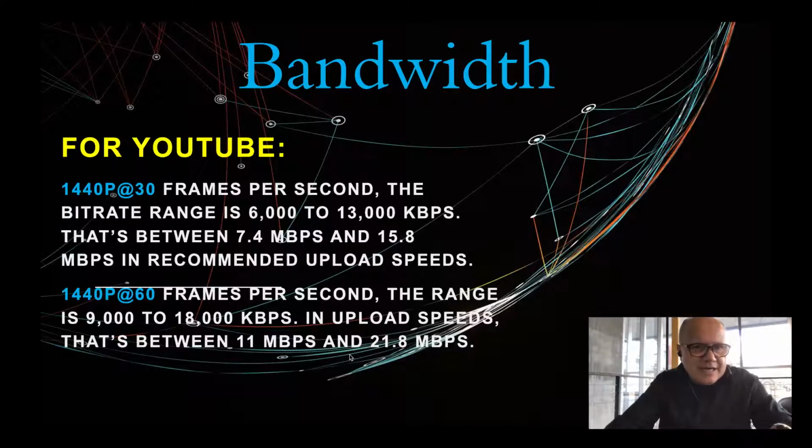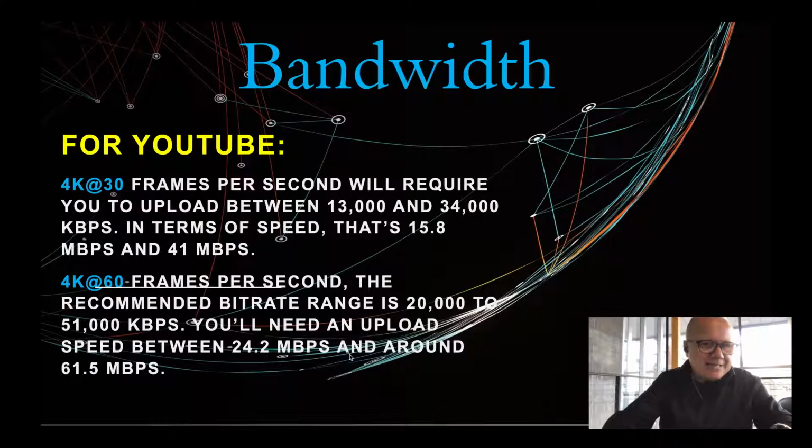Now, are you ready for this? Let's take a look at 4K. Here we go, guys. 4K at 30 frames per second will require you to upload between 13,000 and 34,000 kilobits per second. In terms of speed, that means you need a signal that is 15.8 megabits per second to 41 megabits per second.